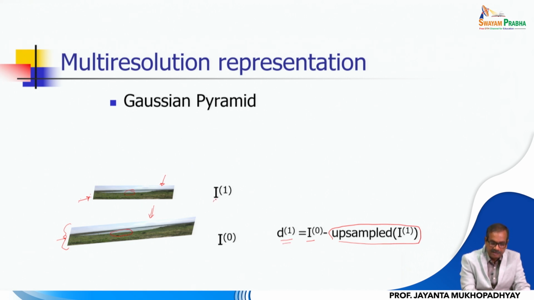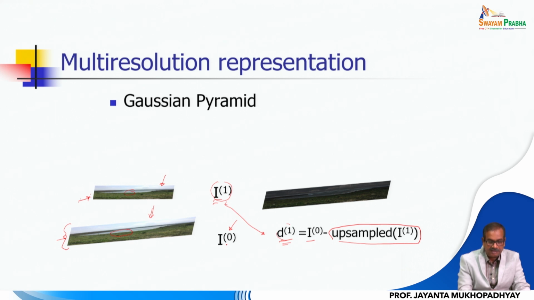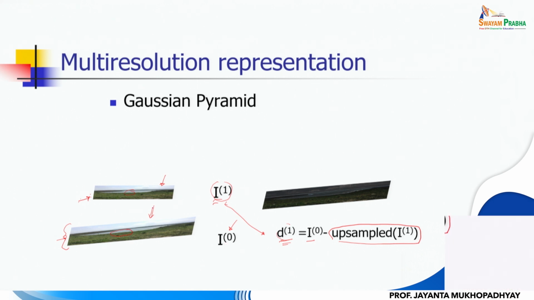So, we have I1 and we have D1, this is the difference image. Using both of them I can get the reconstruction. For that, I need to say this is my detail. So, I need to upsample I1 and then add D1, then I will get I0, right. So, in the Gaussian pyramid form, I am representing this one and not this one, and you go on repeating these operations.